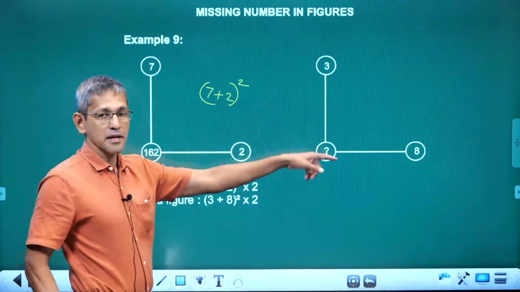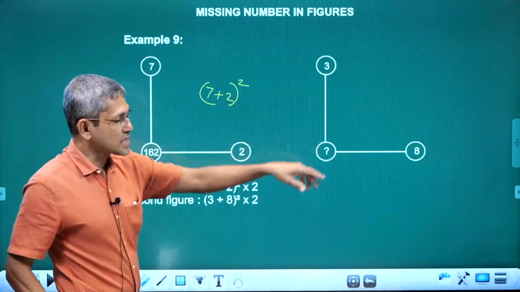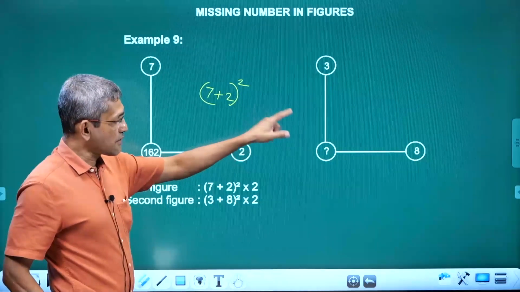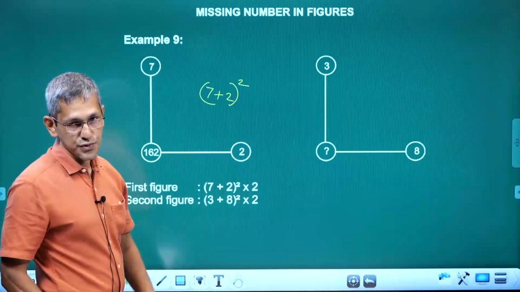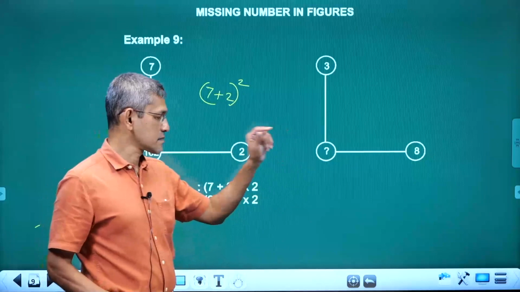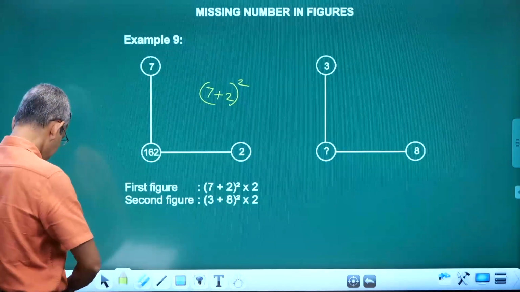So we apply the same pattern on the right hand side. 3 plus 8 is what? 11. 11 square is 121. 121 into 2, that is 242. So the answer is 242. Alright, so let's go for the next one.